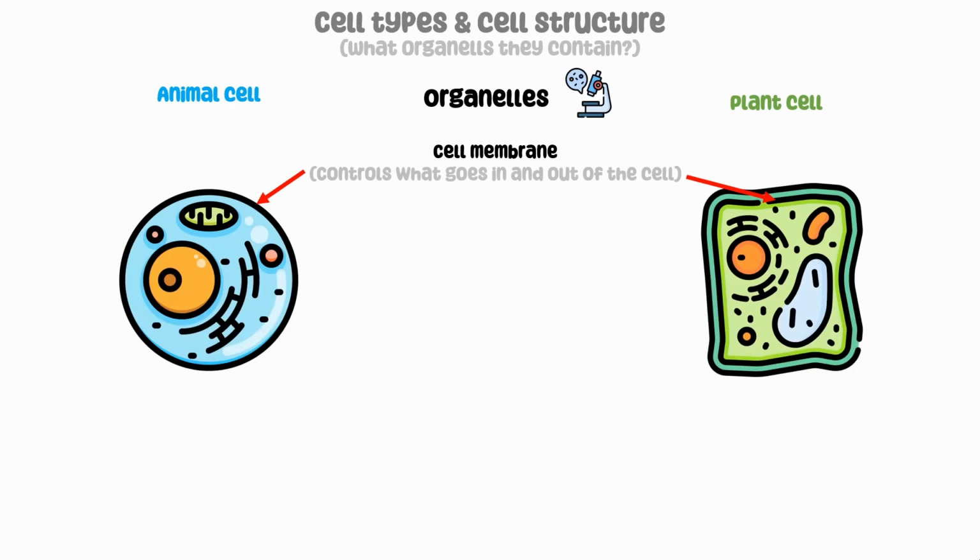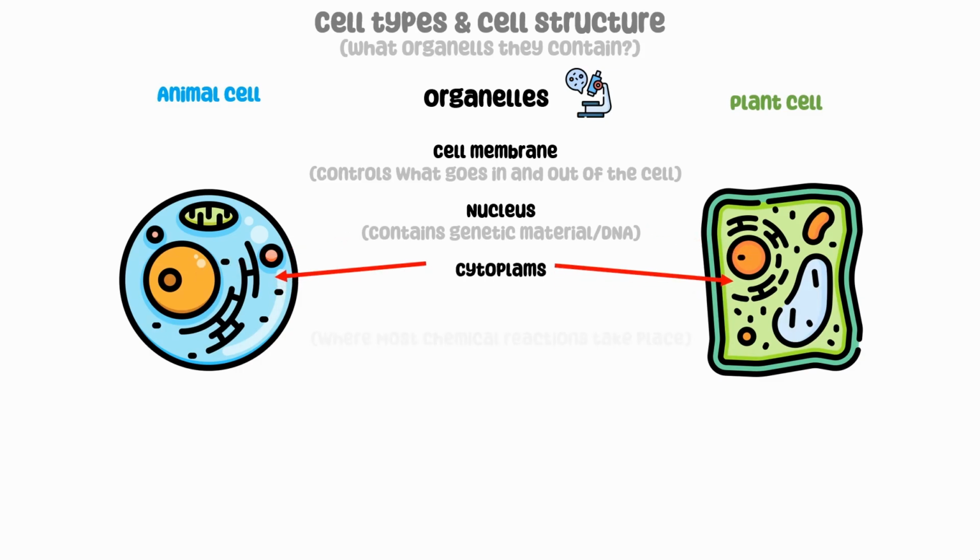Both cell types also house a nucleus, which is like the control center. It contains the DNA, the genetic material that directs all the activities of the cell. They both have this gel-like substance called cytoplasm, where the organelles hang out and where most of the cell's chemical reactions happen. Now, they also both have a bunch of mitochondria.